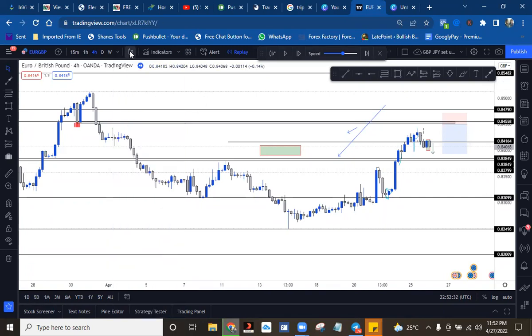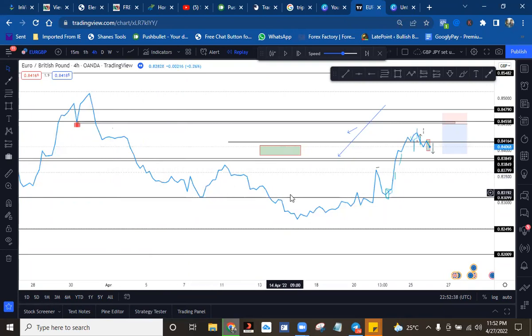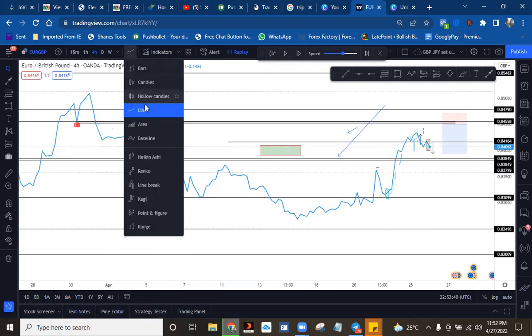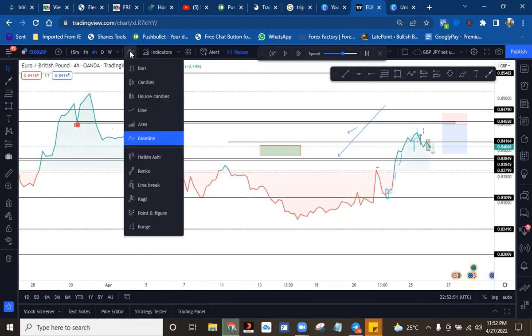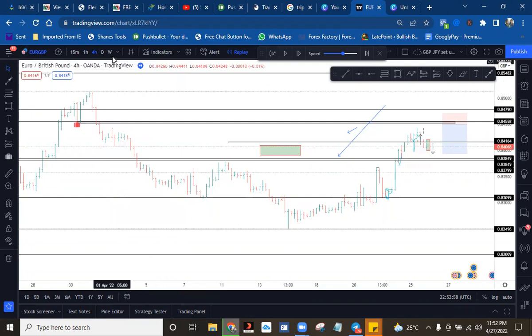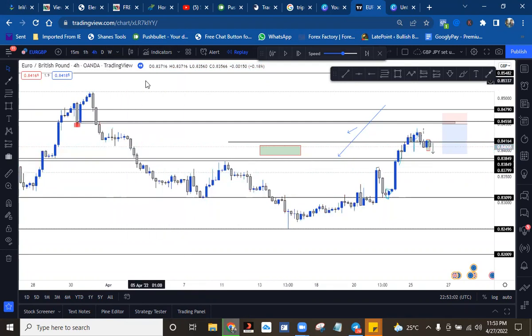Here is where you want to change it from candlestick to line charts. This is a line chart. If you don't want line charts, maybe you want baseline, this baseline. So when the price is bearish, it shows red, green, whatever. But we all are used to candlestick. This is bar. This is bar, the olden days trading style. So this is candlestick, which everybody knows.